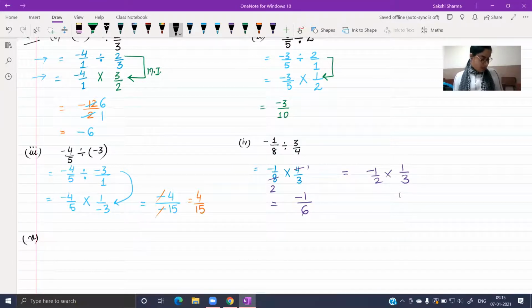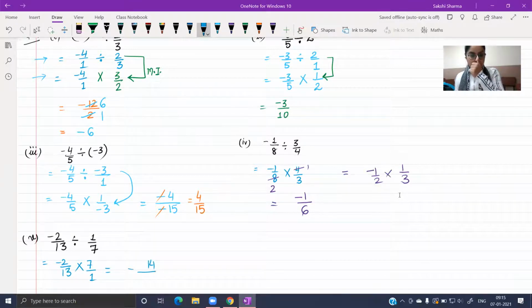Then we have minus 2 by 13 divided by 1 by 7. That's correct. So minus 2 by 13, no change. Division becomes multiplication. 1 by 7 becomes 7 over 1. Again, no cutting going on here. The numerator gives me minus 14 and the denominator gives me 13.